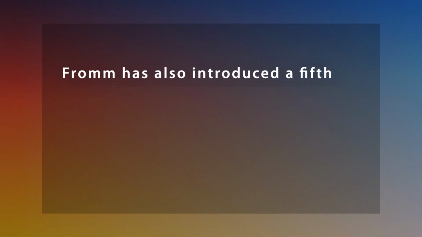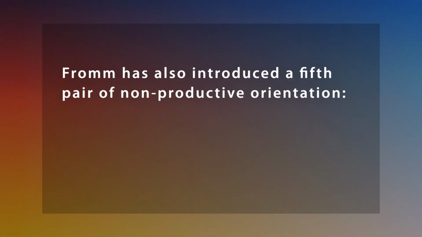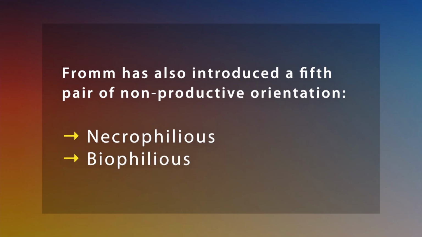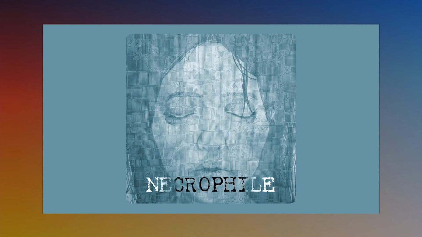Fromm has also introduced a fifth pair of orientations, which is necrophilious and biophilious. A person with a necrophilic orientation is one who is obsessed with death and disease. A person who struggles against death and decay and is concerned with the growth and development of the self is said to be biophilious, a more productive orientation. These non-productive orientations seem to be unhealthy perspectives on how we should relate to the world.